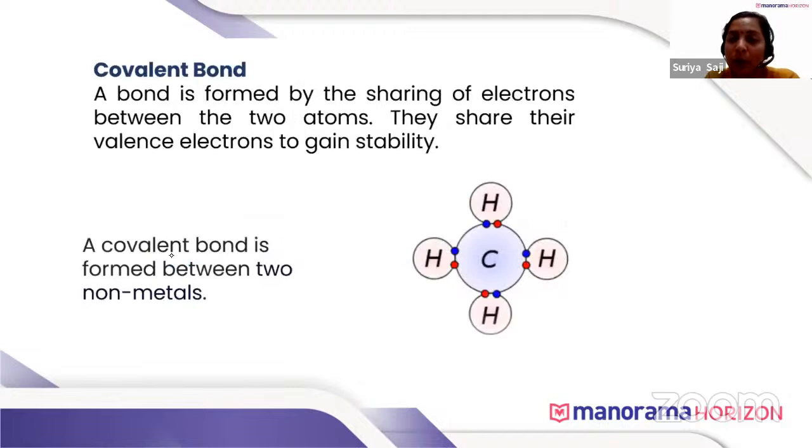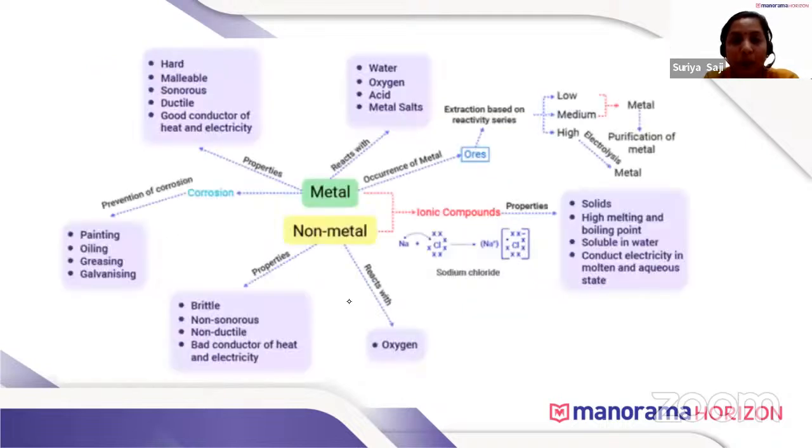Then next is covalent bond. We know that a covalent bond is formed by the sharing of electrons. So we can see in methane here, electrons are shared between atoms. So usually covalent compounds are formed between non-metals. So this is a mind map for you. You can take a screenshot of this and you can study this. For a quick revision, you can have a look over this. Then we can recollect everything at a glance.